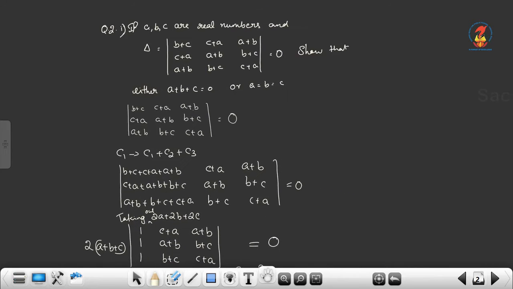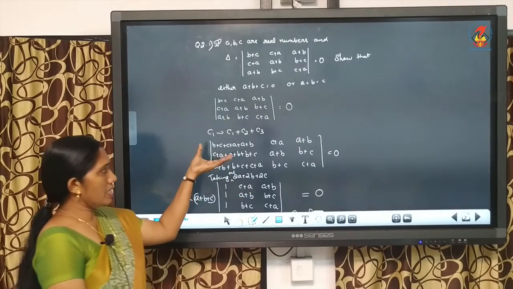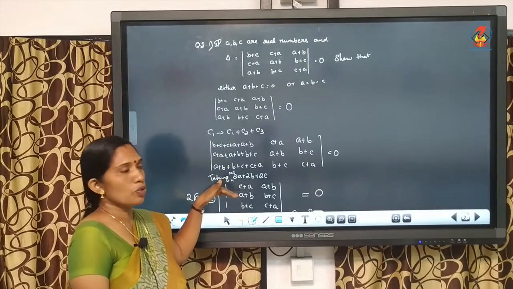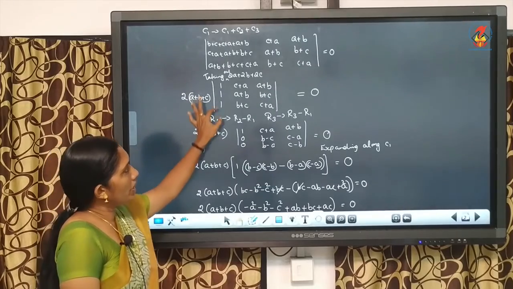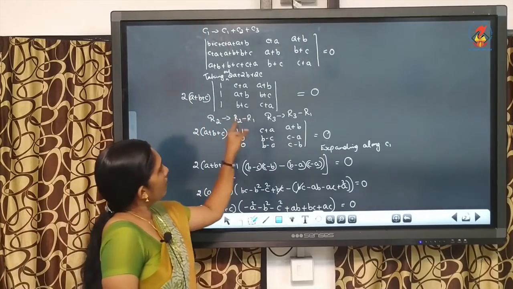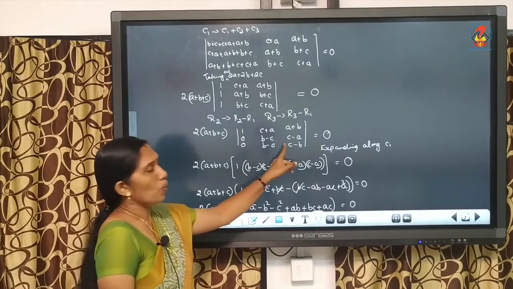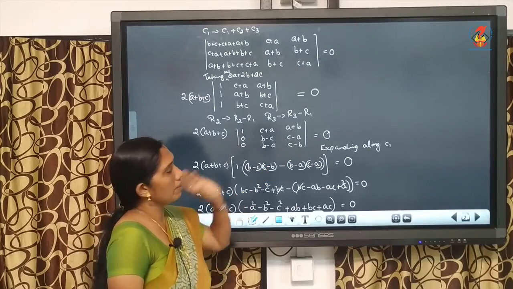The question: it is given a, b, c are real numbers and the determinant is equal to 0. Show that either a plus b plus c equal to 0 or a equal to b equal to c. So determinant equal to 0, then we simplify that determinant. First we apply c1 implies c1 plus c2 plus c3. So we get a common factor that we take outside. So we get 1 1 1. After getting 1 1 1, r1 as itself, r2 and r3 change to the new row: 0, b minus c, c minus a, and 0, b minus a, c minus b.